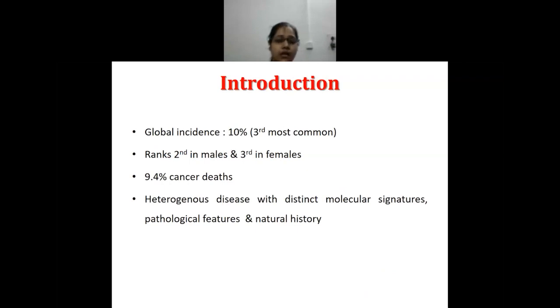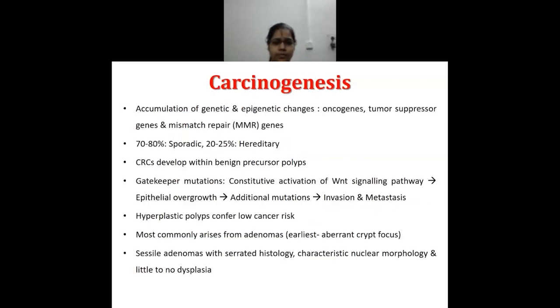Colorectal cancers account for a global incidence of 10%, being the third most common cancer worldwide. It ranks second in males and third in females. It accounts for 9.4% of the cancer deaths worldwide. It is a heterogeneous disease with distinct molecular signatures, pathological features, and natural history.